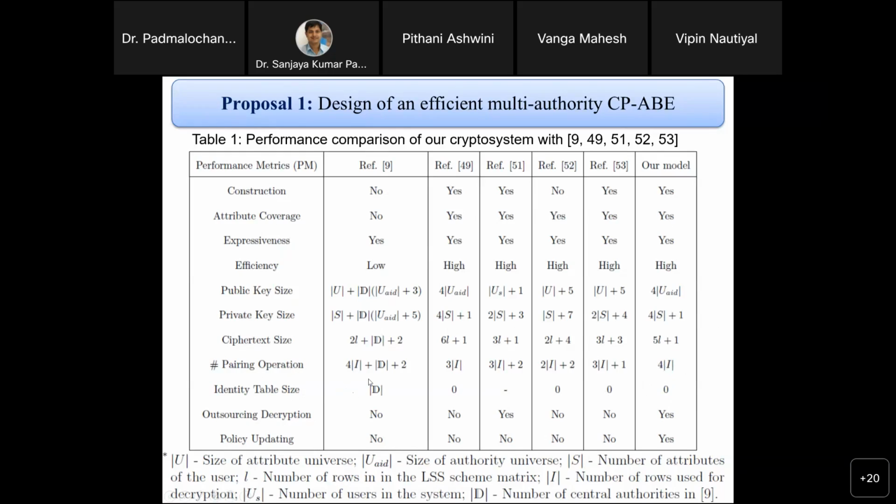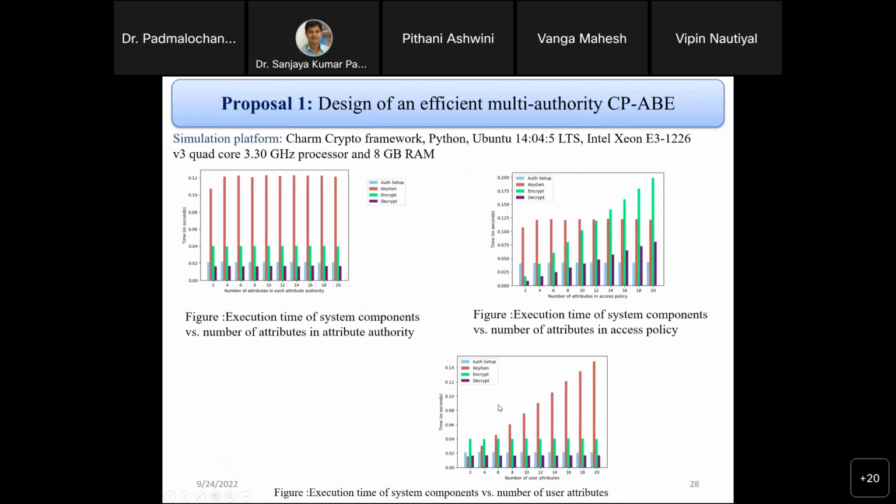So identity table size, many other approaches store information for different purposes. For traceability, we do not store any information. Outsourced decryption, it satisfies. Policy updation, it satisfies. Many other techniques do not satisfy these two, which are very essential. And this is the computation complexity for different algorithms.